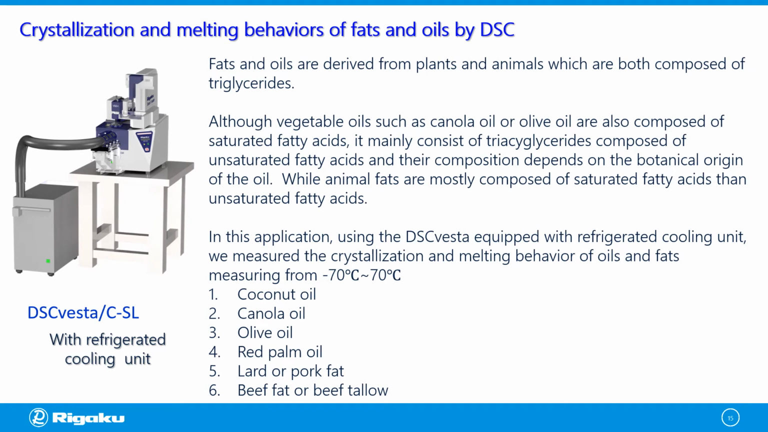Fats and oils are derived from plants and animals, which are both composed of triglycerides. Although vegetable oils such as canola oil or olive oil are also composed of saturated fatty acids, they mainly consist of triacylglycerides composed of unsaturated fatty acids, and their composition depends on the botanical origin of the oil. While animal fats are mostly composed of saturated fatty acids rather than unsaturated fatty acids.